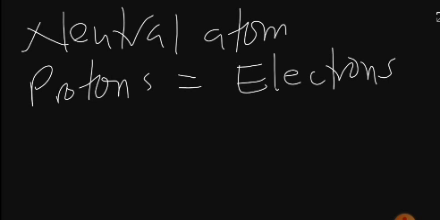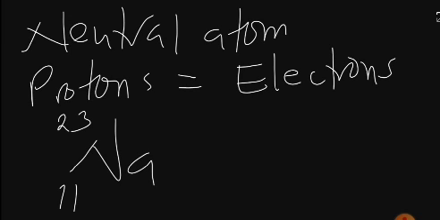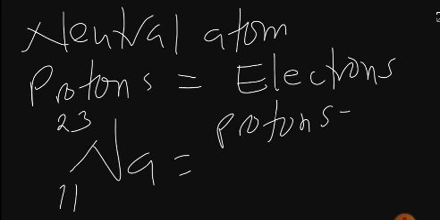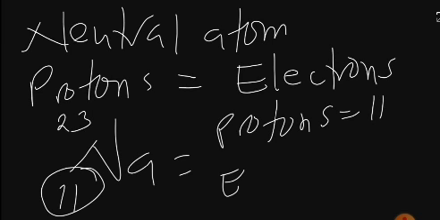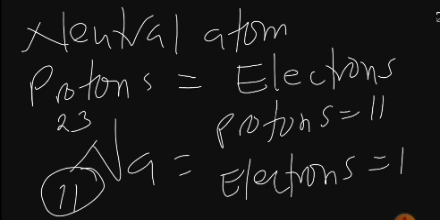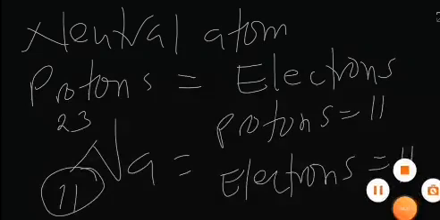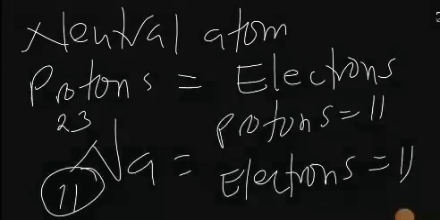So for example, if I say sodium is a neutral atom which has got 11 electrons and 23 mass number, I just mean the protons are 11, this is the atomic number, and the electrons are also 11. So it's a neutral atom having the same proton number and electron number.